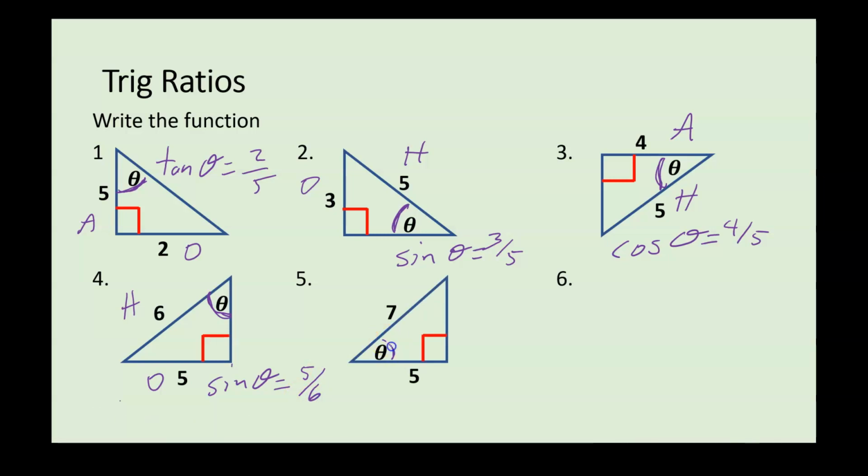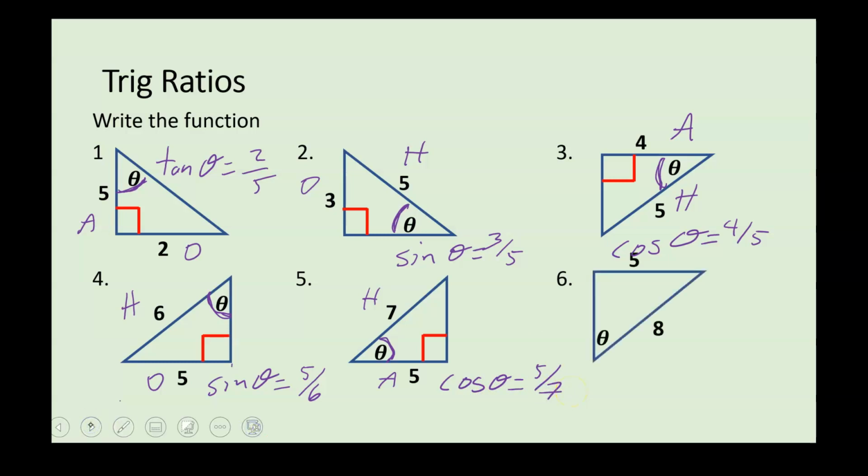Again, from the angle of theta, we have the adjacent side and the hypotenuse. So what function uses adjacent and hypotenuse? Yes, that is the cosine function. So we have the cosine of theta is equal to 5 over 7. Again, from the angle perspective, this is the opposite. This is the hypotenuse. So we're using the sine function again. So this is going to be sine of theta is equal to 5 over 8.